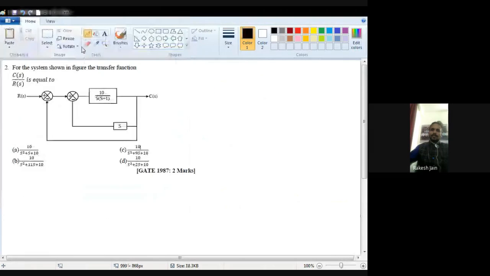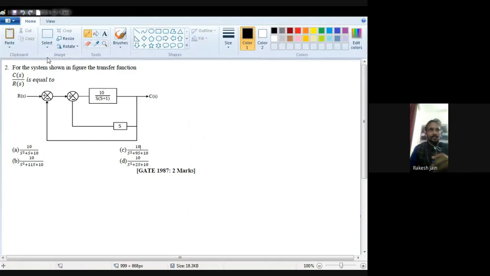So see, this one is my second question, which already came in the 1987 GATE exam. A very good question. See here, for the system shown in the figure, what is the transfer function C(s) upon R(s)? What is the transfer function C(s) upon R(s)? And a diagram is given. So we have to solve this question.